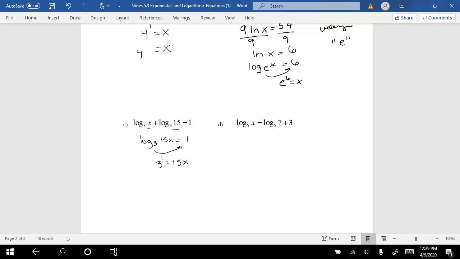And how would I solve for x? Since it's x times 15, I would divide both sides by 15. So x is equal to 3 over 15, which of course can both be divided by 3, and I reduce that to 1/5.